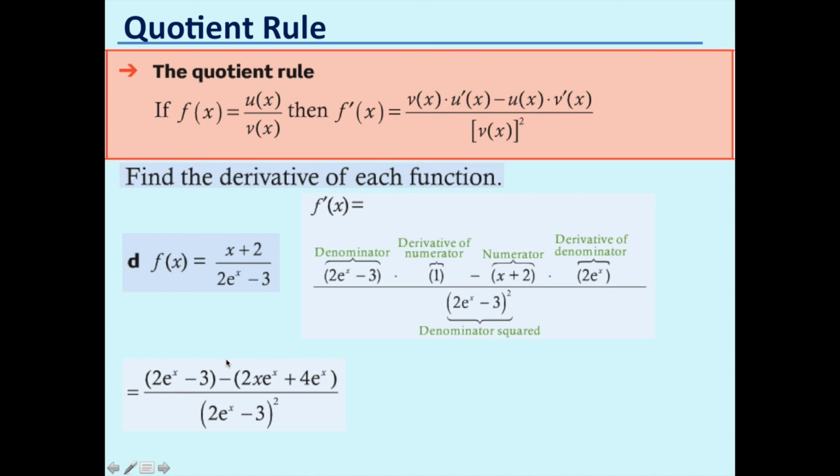So we can expand and we can simplify that, and we would end up with negative 2x e to the x minus 2e to the x minus 3 all over 2e to the x minus 3 all squared. And that is the solution.